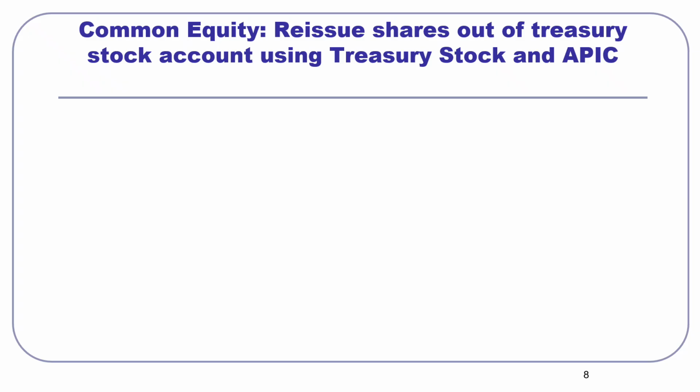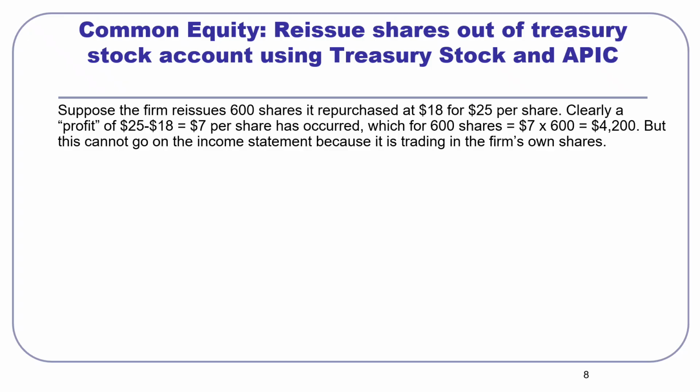Now let's talk about the firm reissuing some of those shares that were just repurchased. The firm is reselling the shares back to the market. So suppose the firm reissues 600 shares of the 1,000 shares they had previously repurchased for $18 a share, but sells them back to the market at $25 a share. Clearly, there is an economic profit here per share equal to the difference between $25 and $18, which is $7. The firm sold 600 shares, so 600 times $7 would seem intuitively like the firm has generated a $4,200 profit.